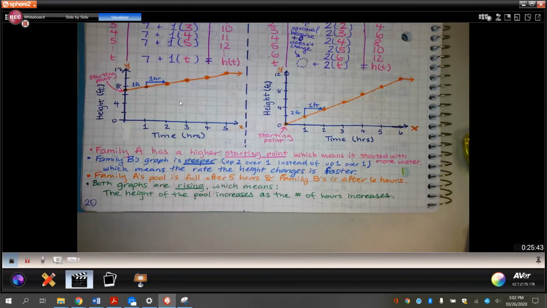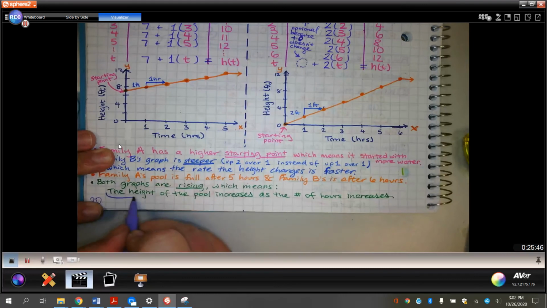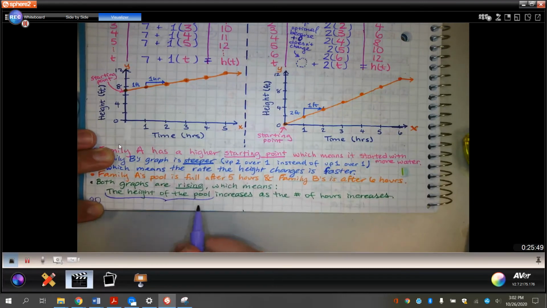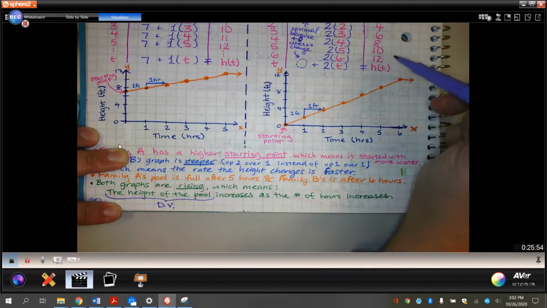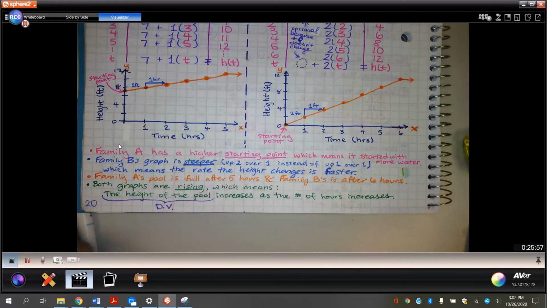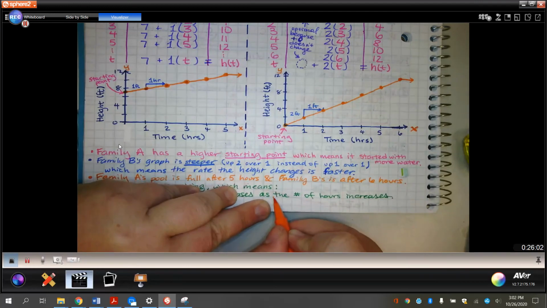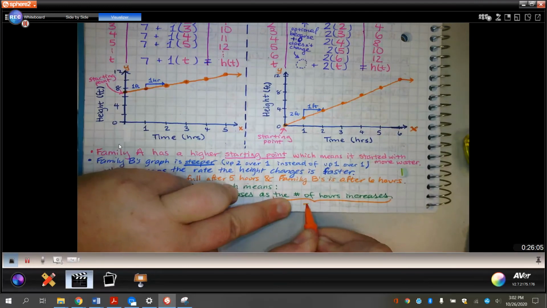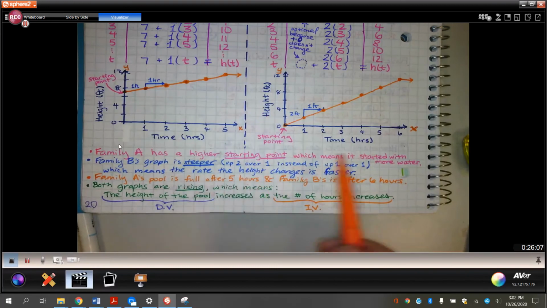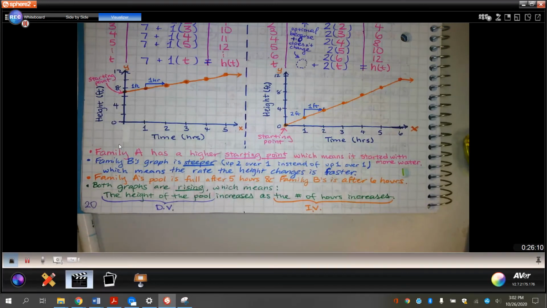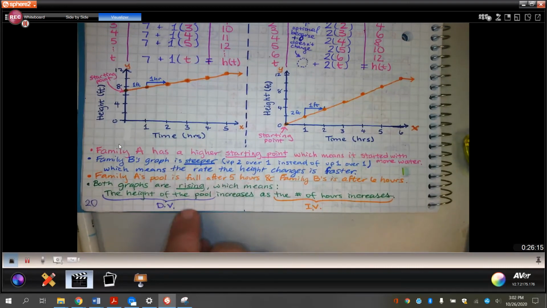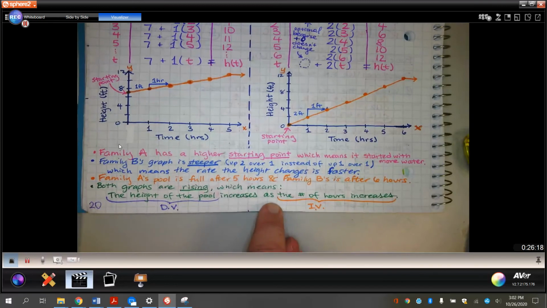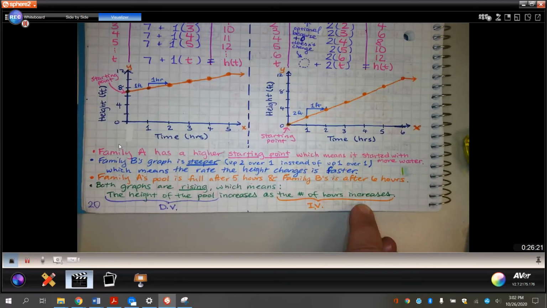the height of the pool is the dependent variable, because if you look, it's on the y-axis and it's the second column. And then over here we have the number of hours, and that is the independent variable because it is on the x-axis and it's the first column. Okay, so that would be the structure of which you would say this. If they asked you what the relationship is, you could say that the height of the pool increases as the number of hours increases.